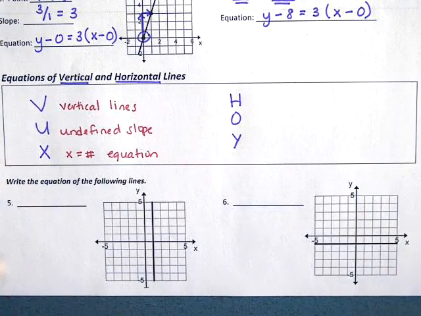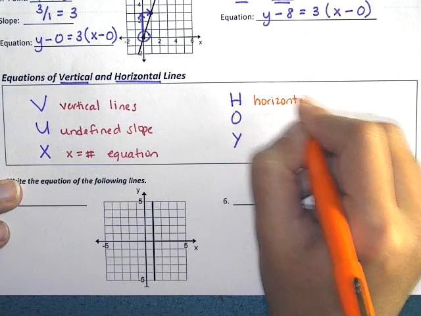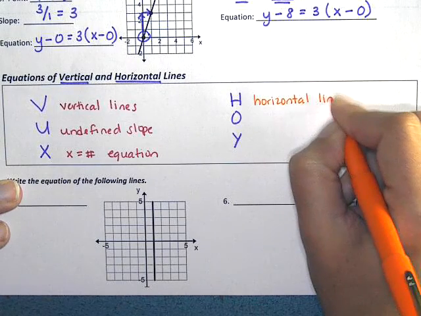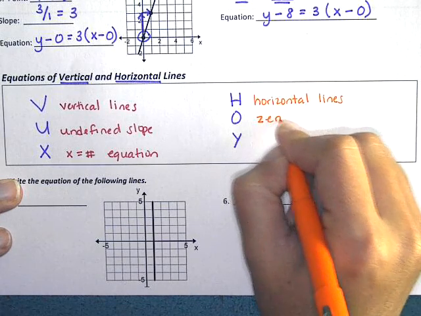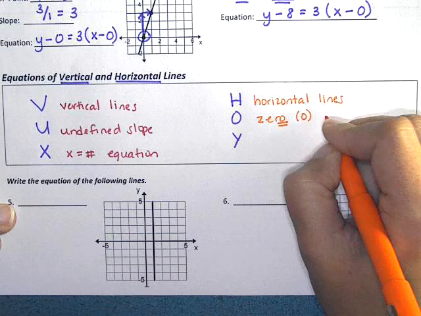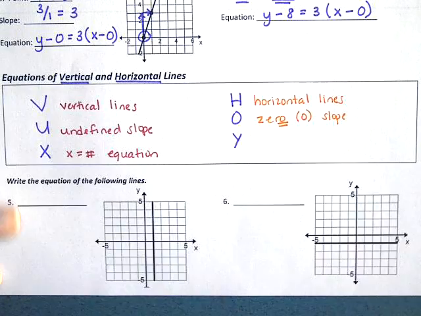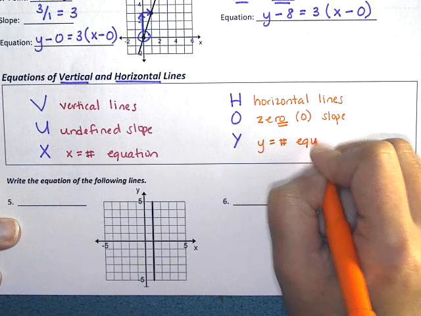Now the H in the HOY part stands for horizontal lines. The O stands for they have a 0, or we think about it as being the number 0, slope. And the Y stands for they have y equals a number in their equation.